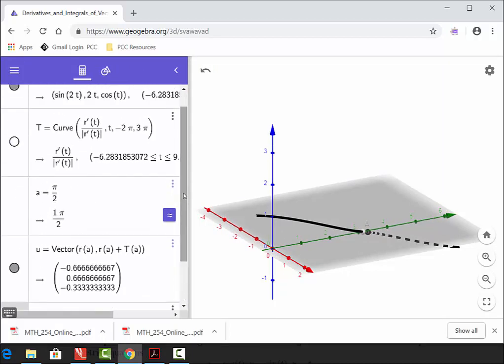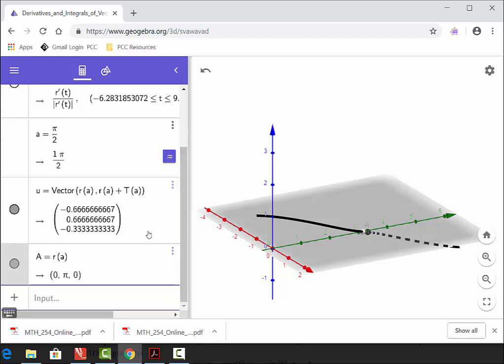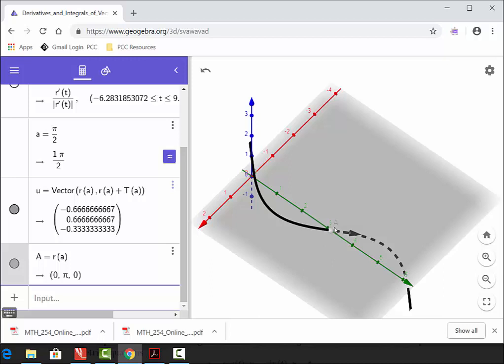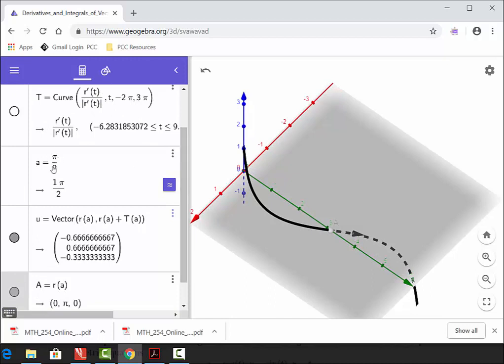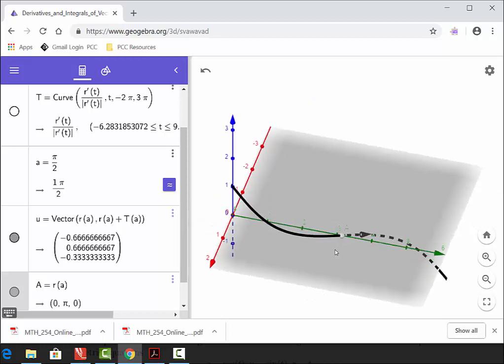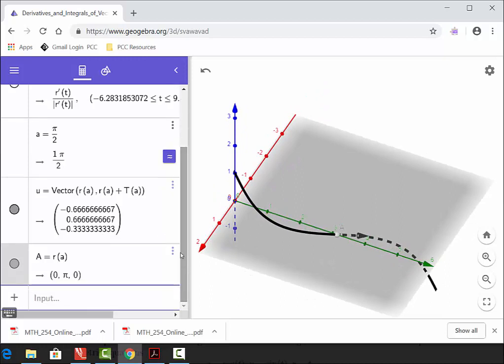So I can plug in and find the unit tangent vectors at different locations and have them move along this curve. So my unit tangent vector, if a is pi over 2, we have the point r of pi over 2. That gives me that point a right here, r of a. And then we want the vector from that point in the direction of the unit tangent vector function at pi over 2. So we plug that in, we get that same thing, negative 2/3, positive 2/3, negative 1/3 in our x, y, and z directions, or i, j, and k directions.